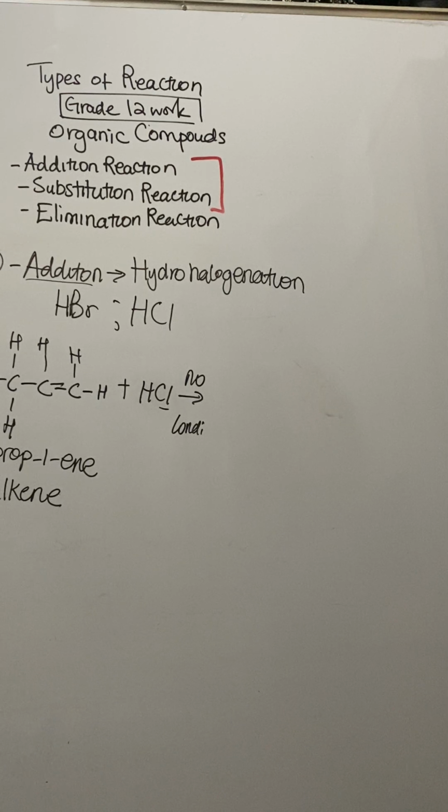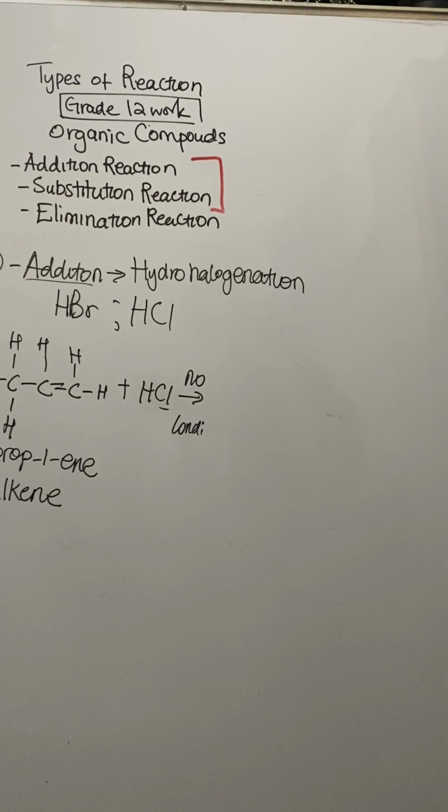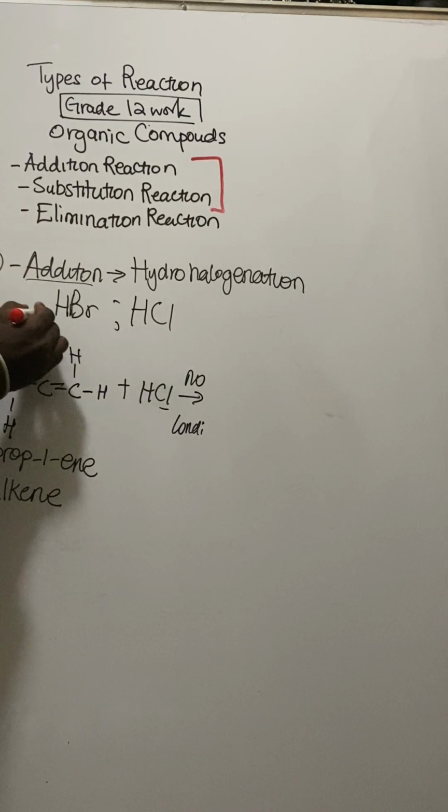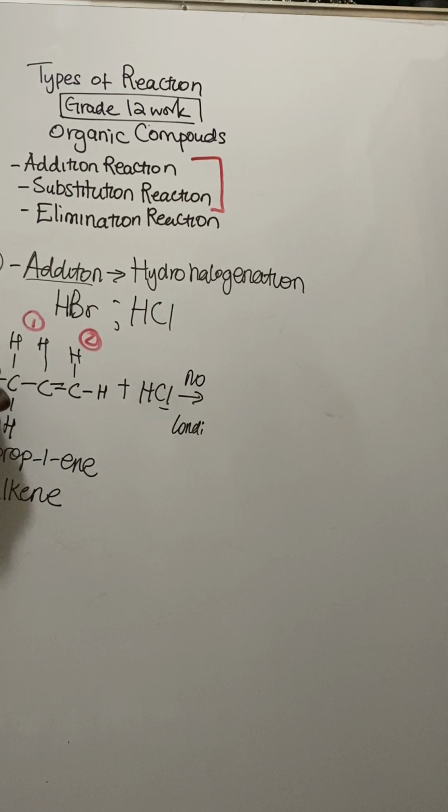It says the chlorine will bond with the carbon with the least number of hydrogen atoms. How many hydrogen atoms does this one have? The middle one, guys. The middle one has how many hydrogen atoms? It has 1 hydrogen atom, while this one has 2, while this one has 3. But our main focus is the carbon atoms that are double bonded. So this one has 1 hydrogen atom, while this one has 2 hydrogen atoms.